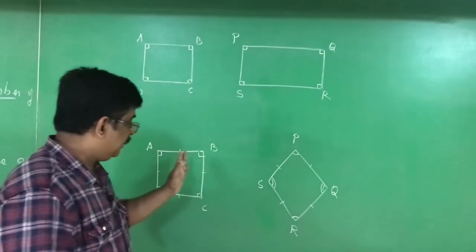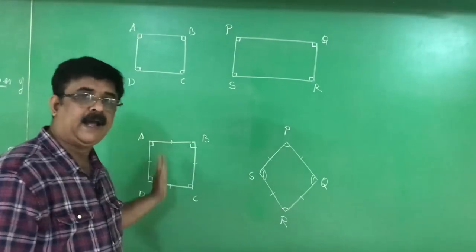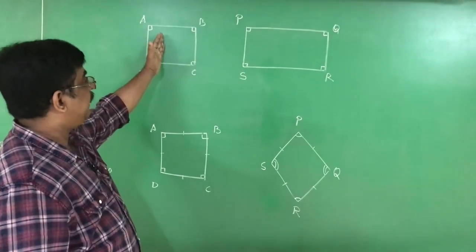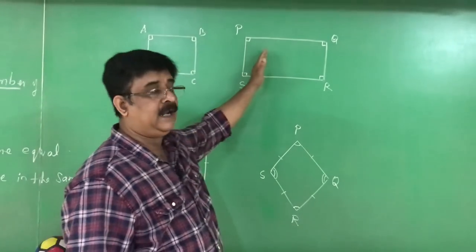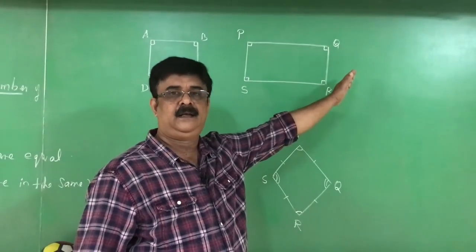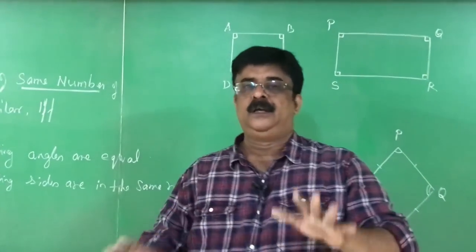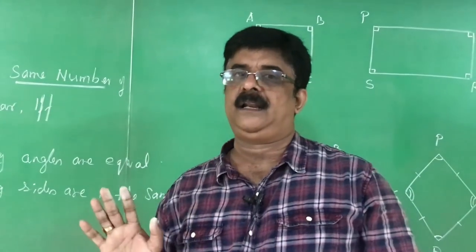Since corresponding angles are not equal, square and rhombus are not similar. Corresponding sides are not in the same ratio, therefore square and rectangle are not similar. Okay, now see, don't get confused. You have learned only three or four things in this particular class.